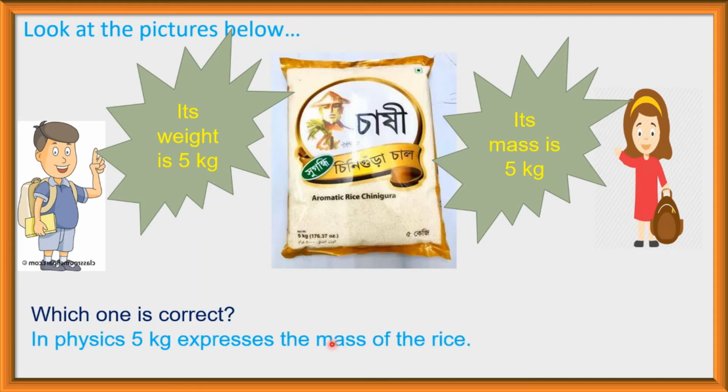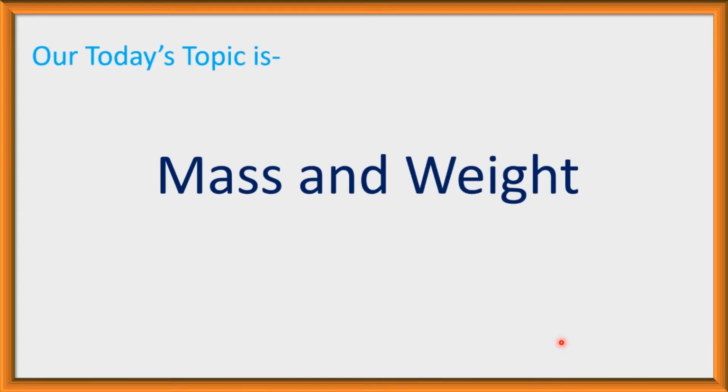In physics, 5 kg expresses the mass of the rice. Weight and mass are two different quantities. So today's topic is mass and weight.